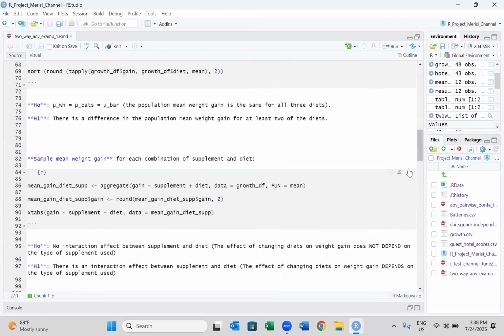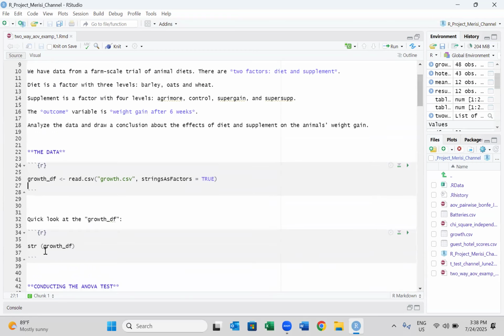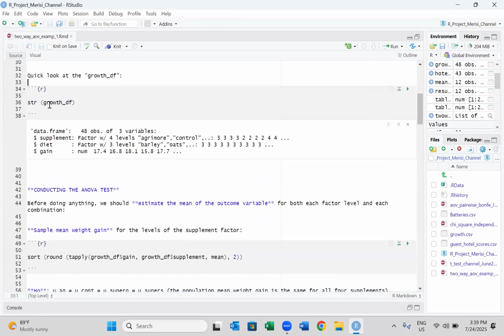Now let's take a look at the data frame using the structure function. And sure enough, we see that our data frame has 48 observations. So we have data for 48 animals and 3 variables. The first one is supplement, factor data type. Diet, factor data type, and gain, which is numeric, which is our outcome variable.